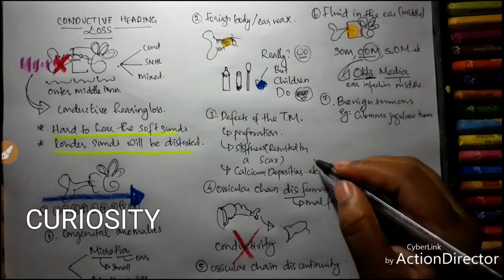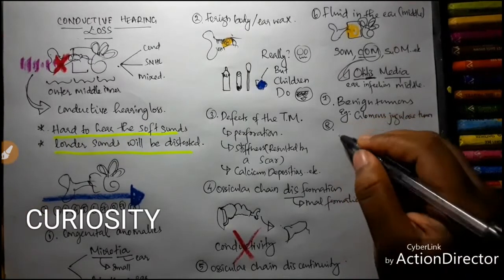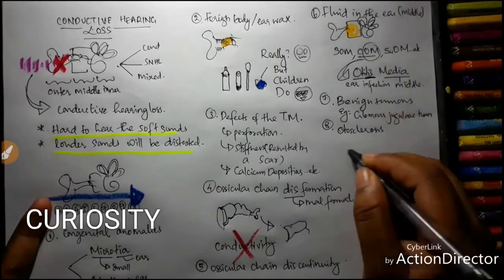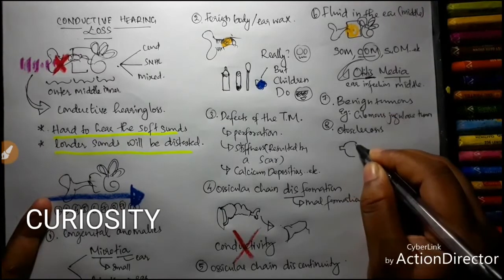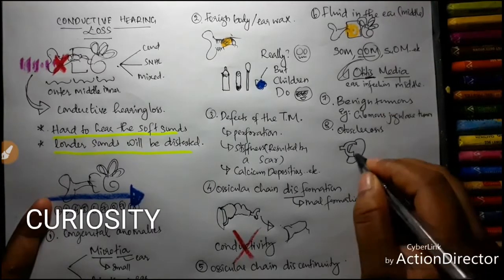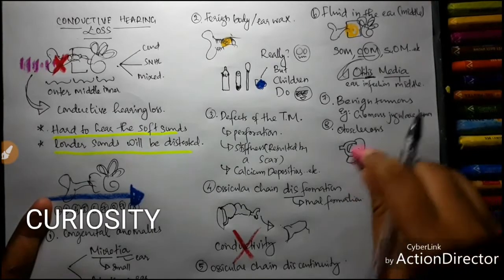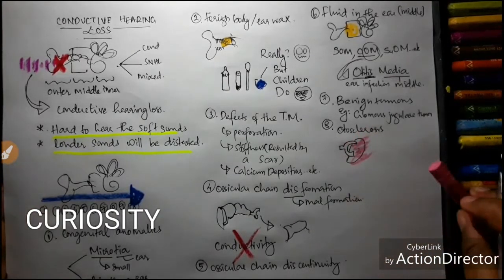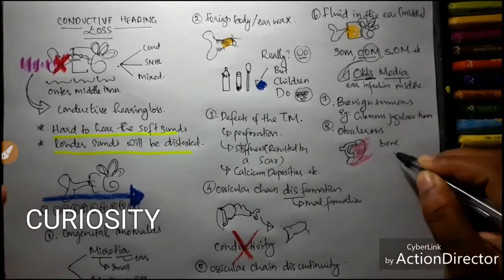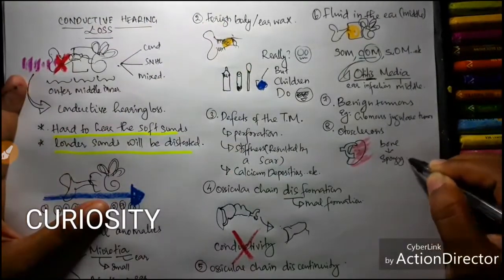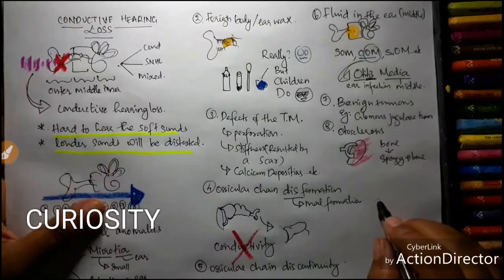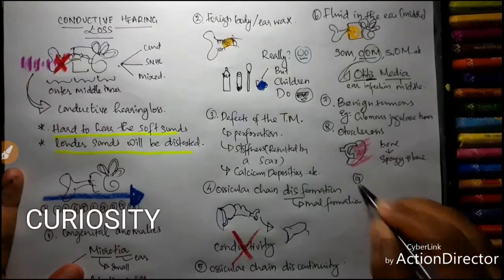Moving on to the seventh condition, benign tumors like glomus jugulare tumors can cause conductive hearing loss. Then otosclerosis. Here, it's the stapes footplate, and it will get corroded. It goes through different stages, from bone to spongy, then to bone, and then it finally corrodes.